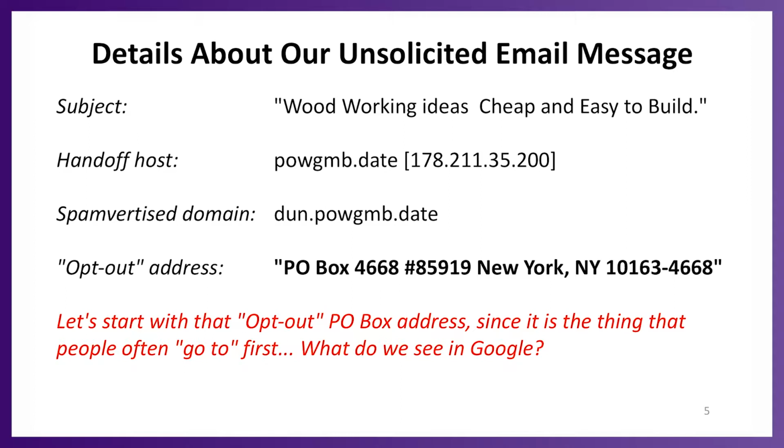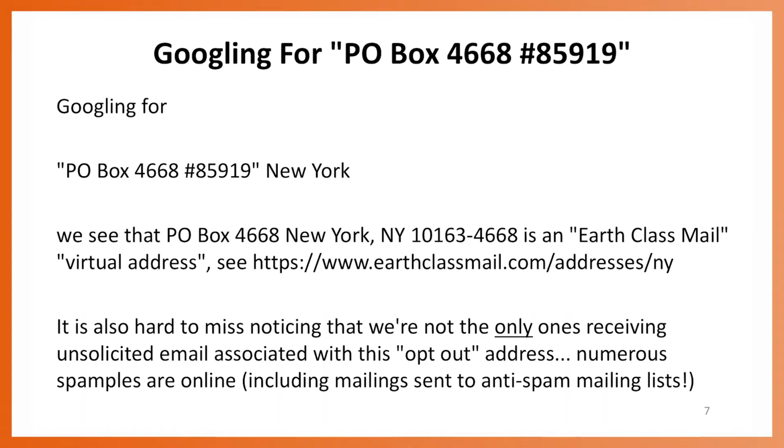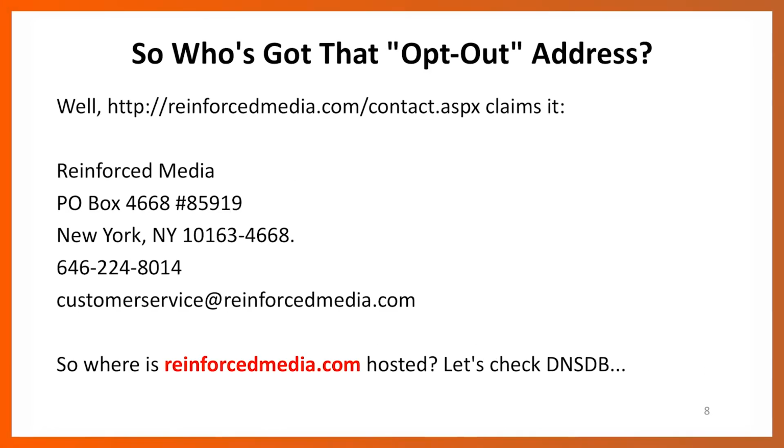Let's begin by checking to see what we see in Google. If we Google for that P.O. box address, we see that it actually is an Earth class mail virtual address. It's also pretty hard to miss something that is pretty obvious when you begin looking at Google. We're not the only ones receiving unsolicited email associated with that opt-out address. There are numerous spam pools online, including mailings that were sent to anti-spam mailing lists.